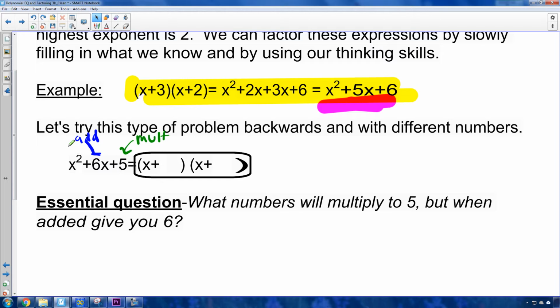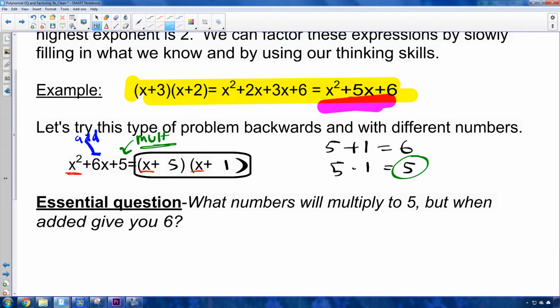We know x squared is just x times x, so that's that. So what multiplies to 5? Only 5 times 1, right? And 5 plus 1 is 6. So what we realize is that the things that multiply to 5 and add to 6 are 5 and 1. 5 plus 1 is 6. 5 times 1 is 5. Now to put a color to that, 5 times 1 is 5. That's your multiply, okay? And 5 plus 1 is 6. That's your add, this guy, okay?